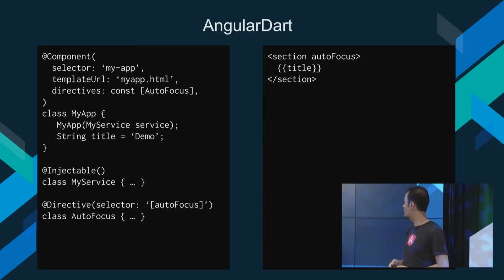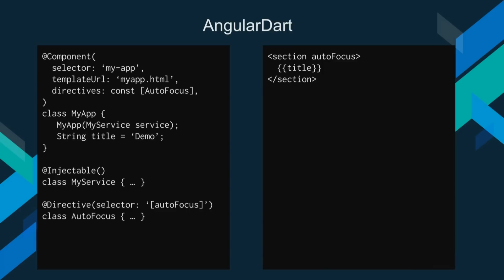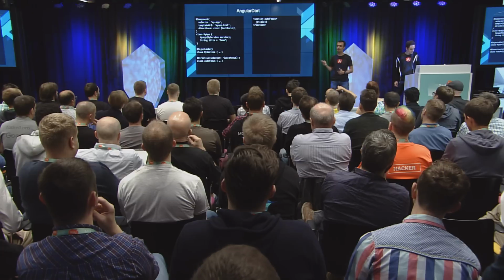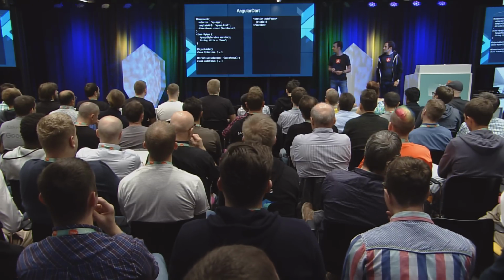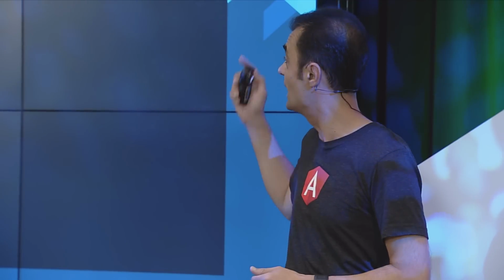And for directives, essentially you define a selector. In this case, it could be autofocus. So whenever your view gets created, it will focus on the element we have this directive on.